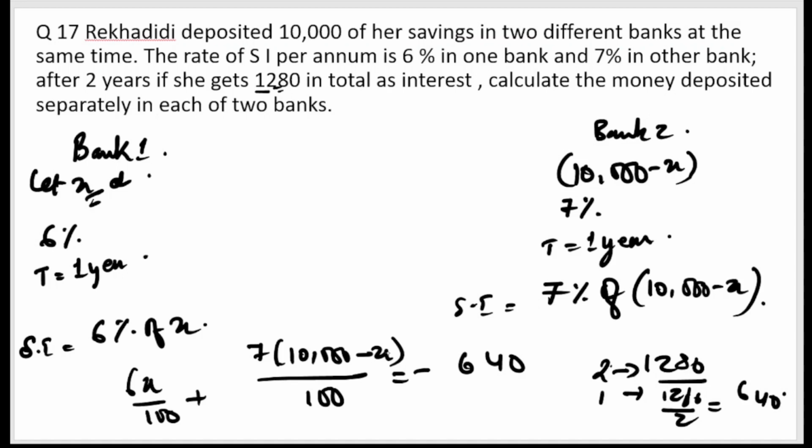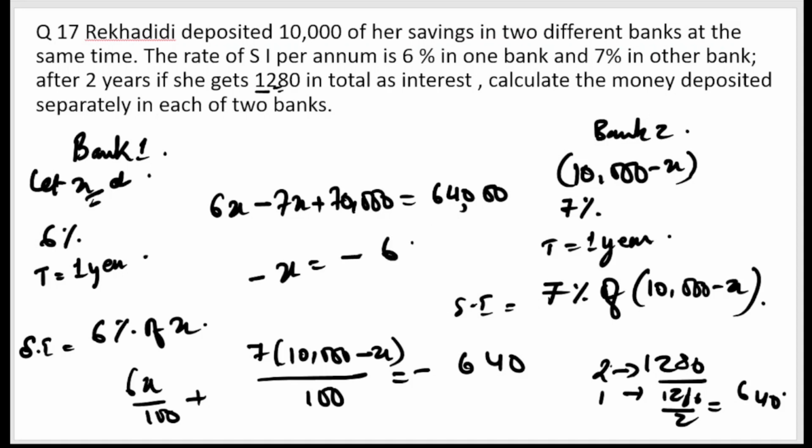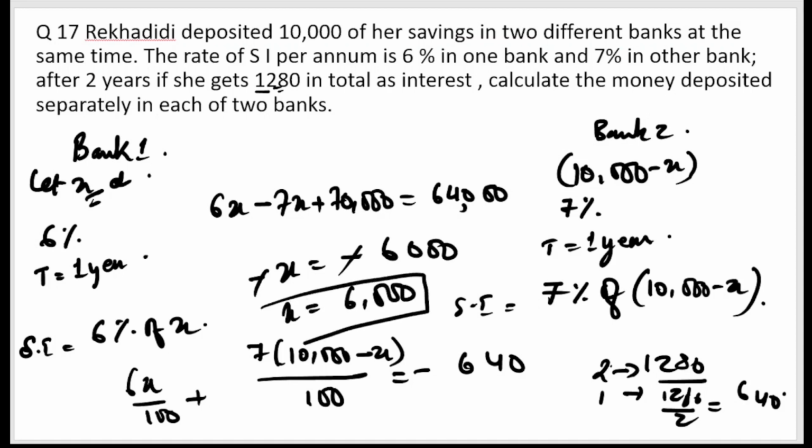So when we solve this, it will come as 6x minus 7x plus 70,000 will be equal to 64,000. So minus of x will be equal to minus of 6,000. So minus and minus will get cancelled and x will be equal to 6,000. So the amount that is deposited in bank 1, that is 6,000. 10,000 मा 6,000 यहाँ deposit गर्यो, 10,000 मा minus 6,000 4,000 will be the amount that is deposited in bank 2.